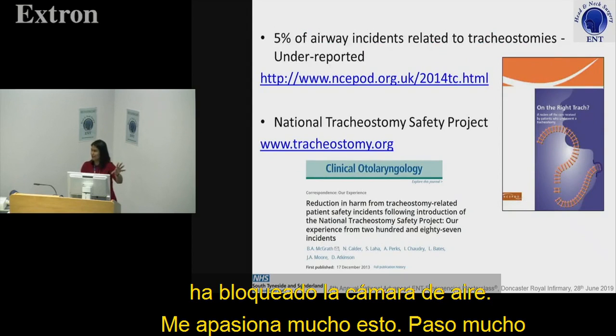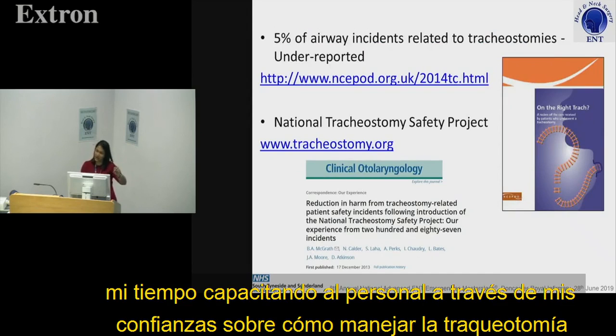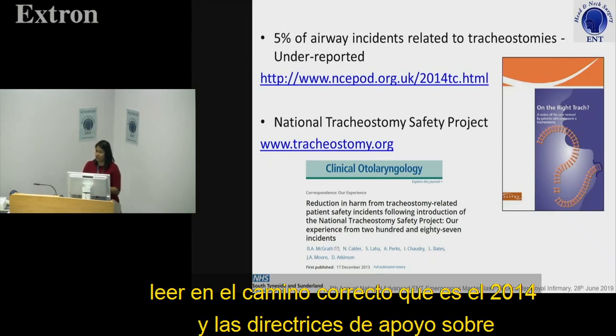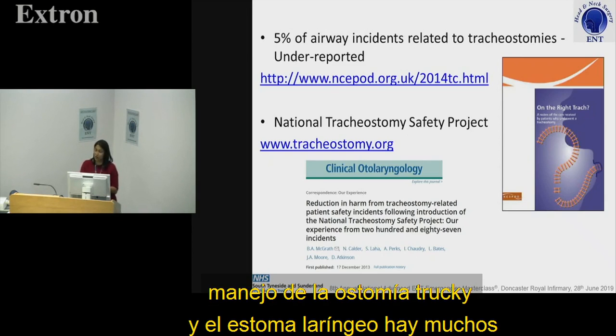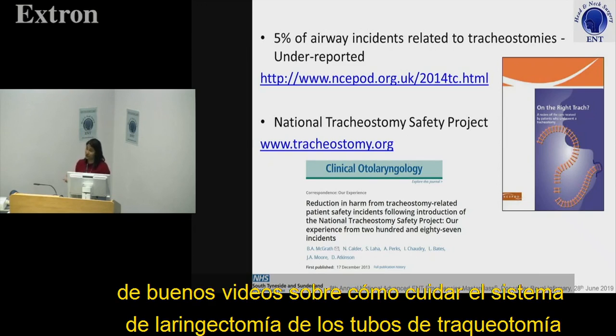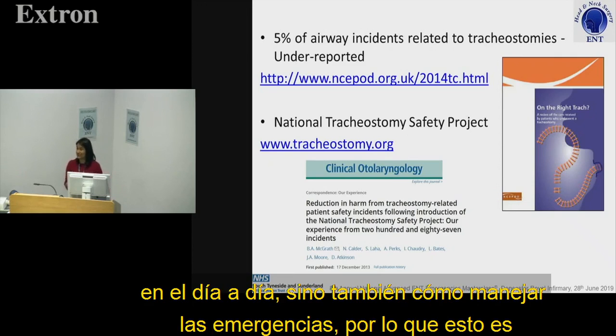I'm very passionate about this. I spend a lot of my time training staff across my trust about how to manage tracheostomy and laryngectomy stomas properly. And I would strongly recommend that you have a read of On the Right Track, which is the 2014 NCEPOD guidelines on management of tracheostomy and laryngectomy stoma. There is a lot of information as well on the National Tracheostomy Safety Project website, lots of nice videos about how to look after tracheostomy tubes and laryngectomy stoma on a day-to-day basis, but also how to manage the emergency ones.